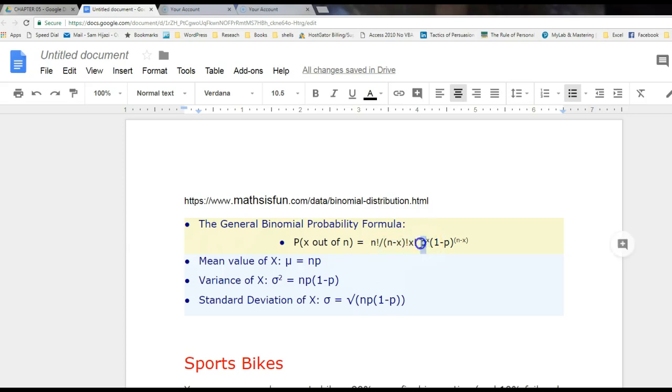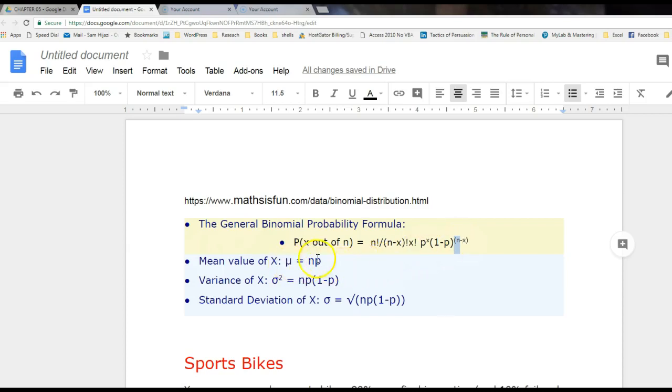That's multiplied by the probability of success raised to the number of x, and that's multiplied by the probability of failure, when we take the probability from 1, as we all know probability is between 0 and 1. That's going to be raised to n minus x, which means the number of trials minus the x, which is the number of successes we expect in our calculation.